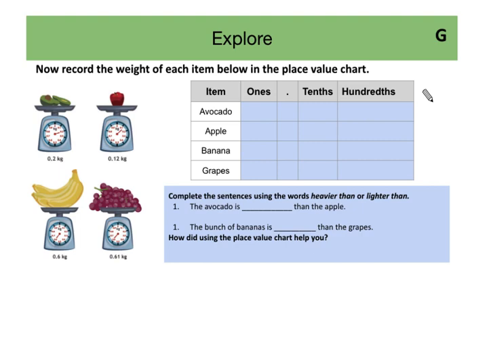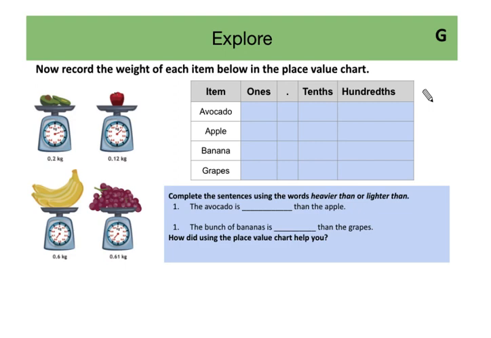Here it wants us to record the weight of each item below in the place value chart. And then it wants you to complete these 2 sentences here and explain how the place value chart helped you to reach those conclusions. So go ahead and answer those questions. When you're ready, you can unpause.